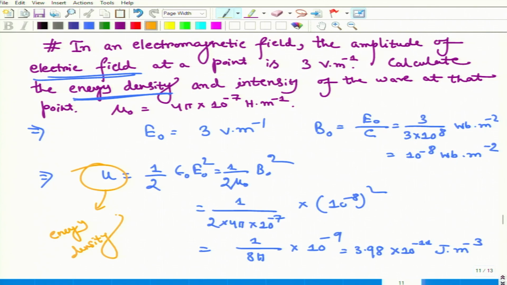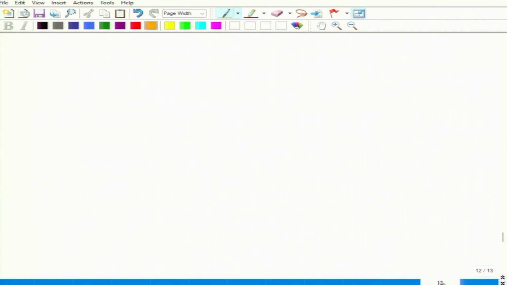Now we have to evaluate the intensity. So intensity is UC. What was the U? U is 3.98 into 10 to the power minus 11, and C is 3 into 10 to the power 8. What will be the unit? Weber per meter square. So if we multiplied it, then it will be 9, 12, around 12.